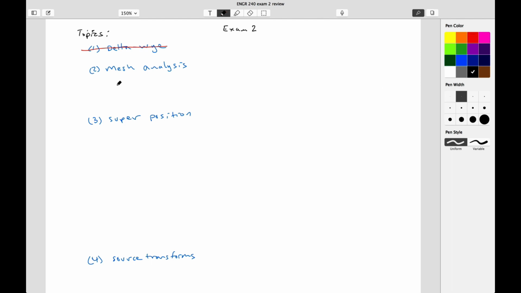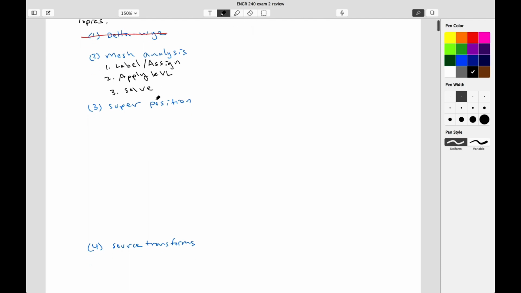All right, mesh analysis is the next topic. Remember, the steps for this are to label or assign. Step 2 is to apply KVL. And step 3 is to solve. All right, so assign, apply, solve. And don't forget, as a subtopic here, that we have to remember what to do with a super loop.